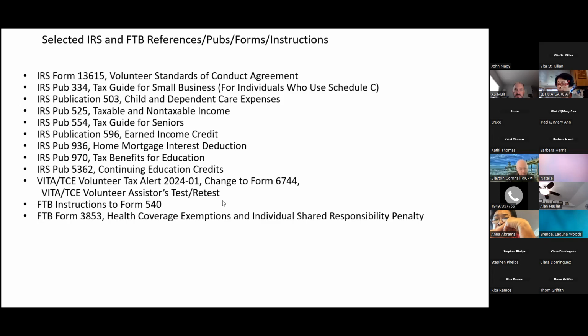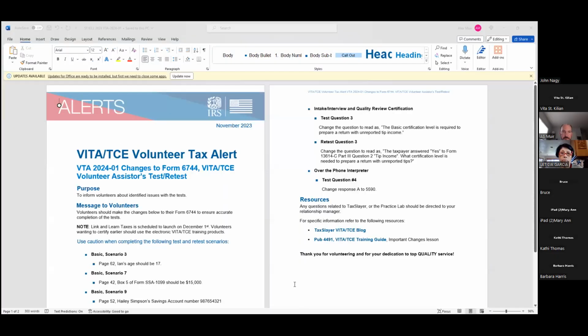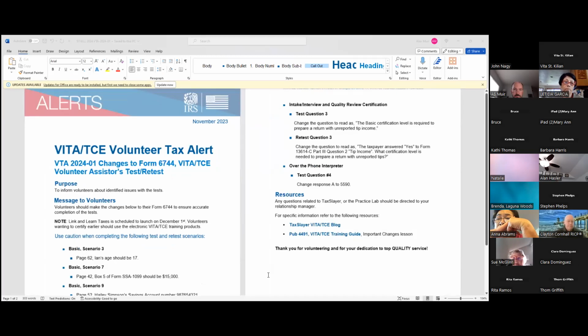Okay, so let's talk about these changes for the volunteer tax alert. And I know you've got a copy of it, if you checked your email in the last few days. So let's go ahead and see if I can bring that up. And Sean, I'm going to call on you. Can you let me know if you can see the screen that says volunteer tax alert? Yes, we see it now.